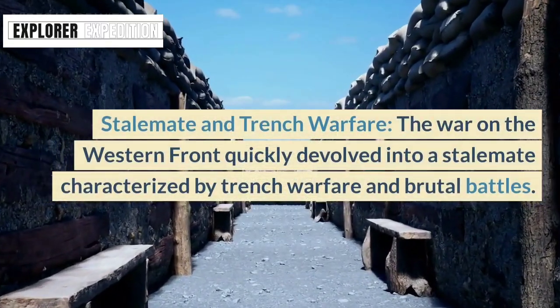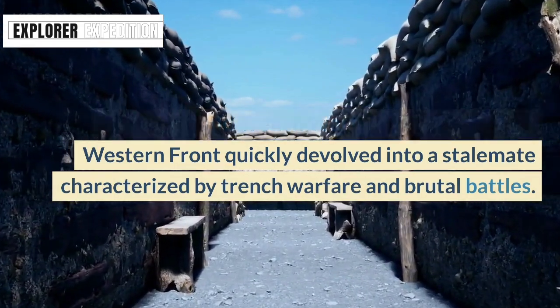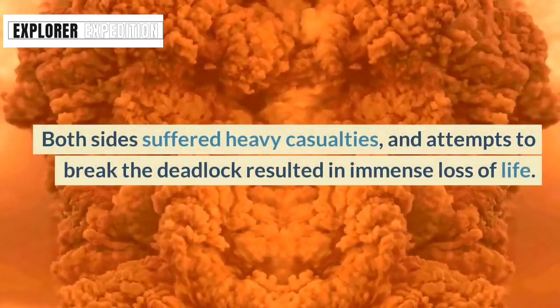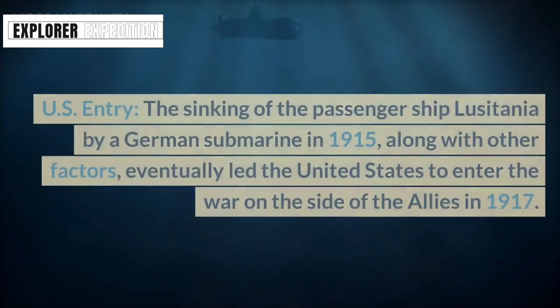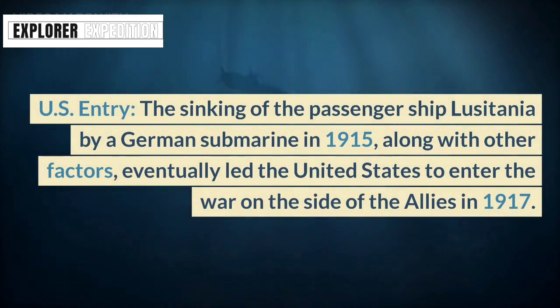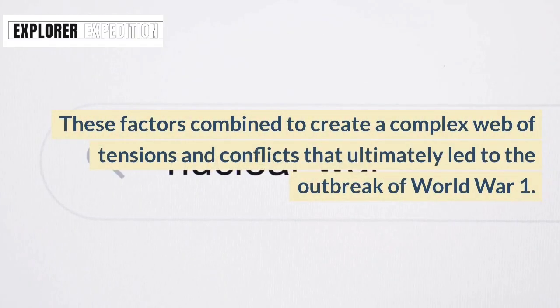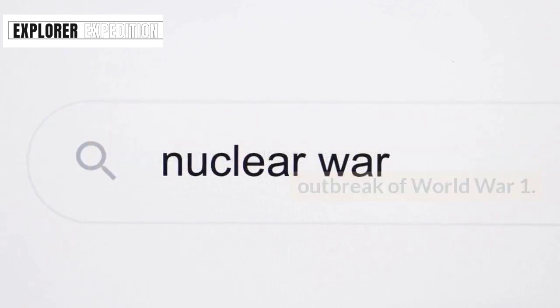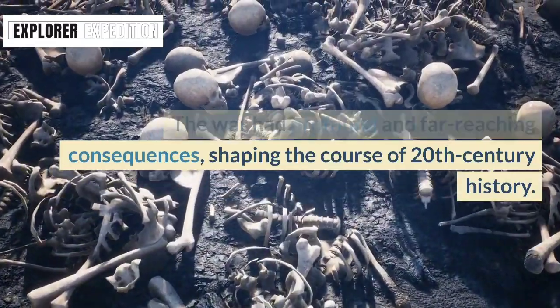Stalemate and trench warfare. The war on the Western Front quickly devolved into a stalemate characterized by trench warfare and brutal battles. Both sides suffered heavy casualties, and attempts to break the deadlock resulted in immense loss of life. U.S. entry. The sinking of the passenger ship Lusitania by a German submarine in 1915, along with other factors, eventually led the United States to enter the war on the side of the Allies in 1917. These factors combined to create a complex web of tensions and conflicts that ultimately led to the outbreak of World War I. The war had profound and far-reaching consequences, shaping the course of 20th century history.